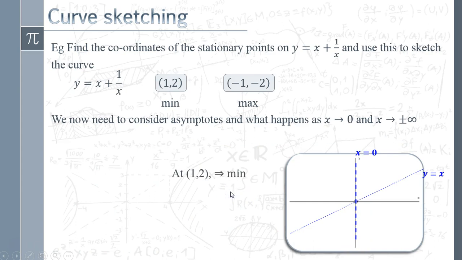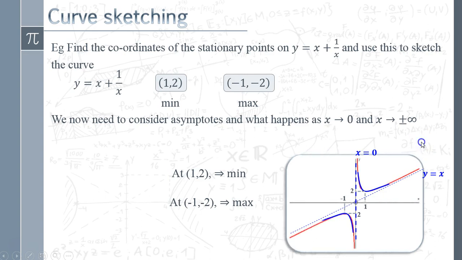So what we've got is our minimum point, which is at 1, 2, it's looking like that. We've got our maximum point at -1, -2, which is there. And at x equals 0, you can see it's scooting off up to infinity here, negative infinity down here. It's getting closer and closer to y equals x, but never touching it from the negative side down here and from the positive side up here. So let's just finish off drawing the curve, and there we go.